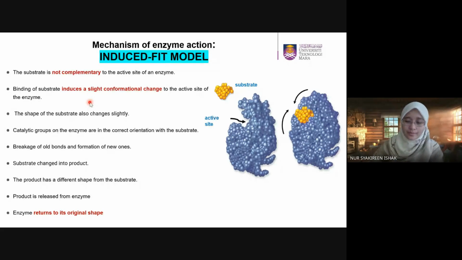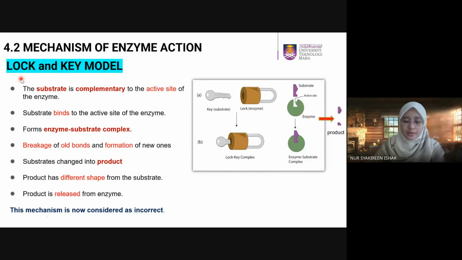Okay, so for this model, I forgot to highlight. The words here are usually the keywords that you need to take note of. The substrate is complementary to the active site and binds to the active site to form an enzyme-substrate complex. Then the product forms with a different shape and is released from the enzyme. So these are the keywords that you need to take note of.